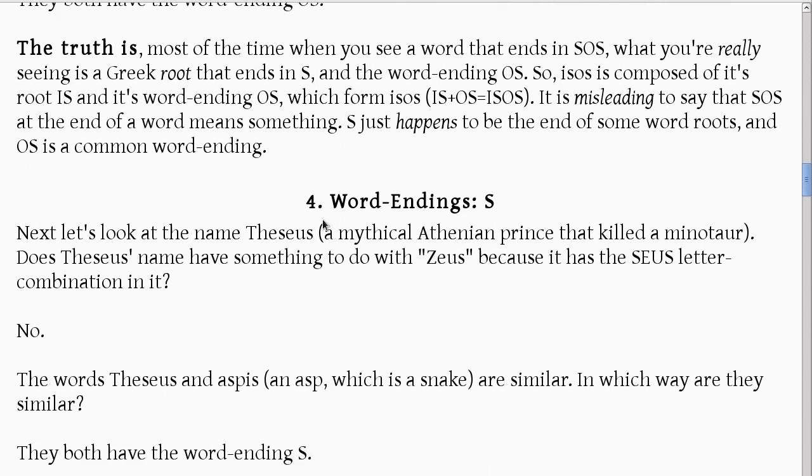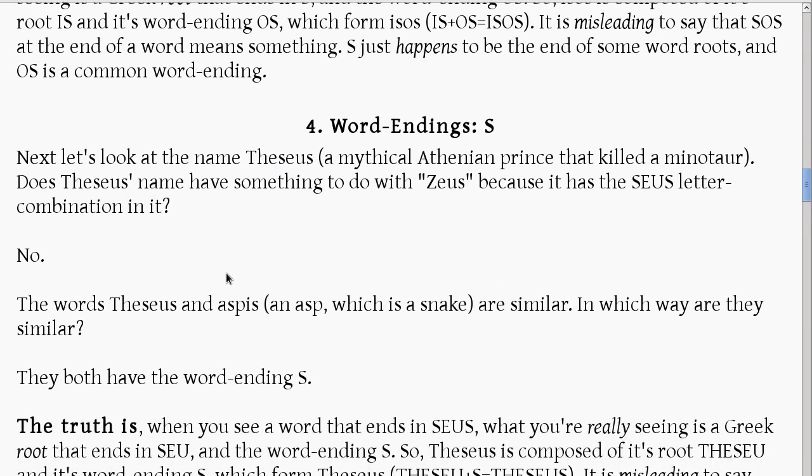Word endings, S. Next, let's look at the name Theseus, a mythical Athenian prince that killed a minotaur. Does Theseus's name have something to do with Zeus because it has the SEUS letter combination in it? If you look up here, SEUS in Theseus. And Theseus, compared to isos, is actually a name.